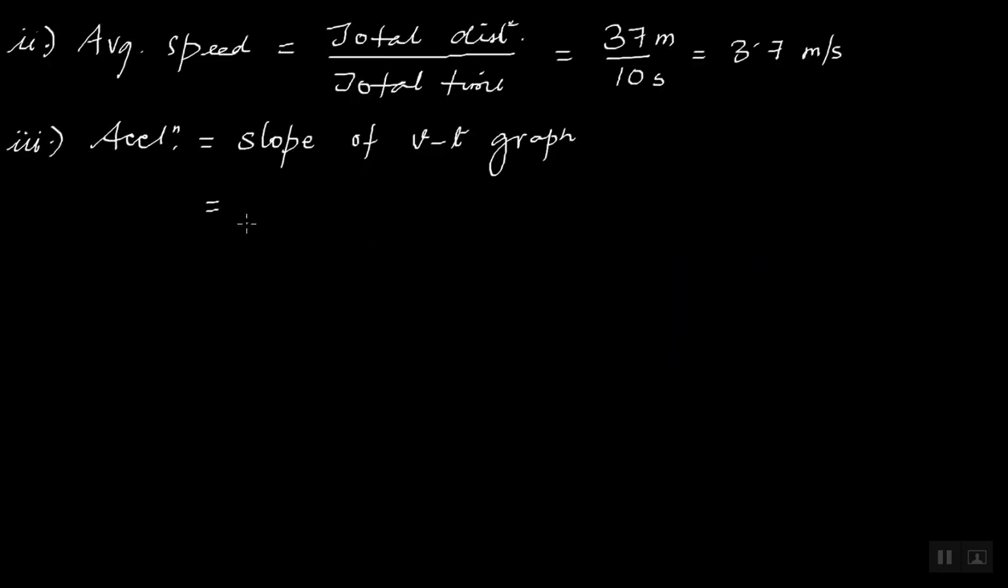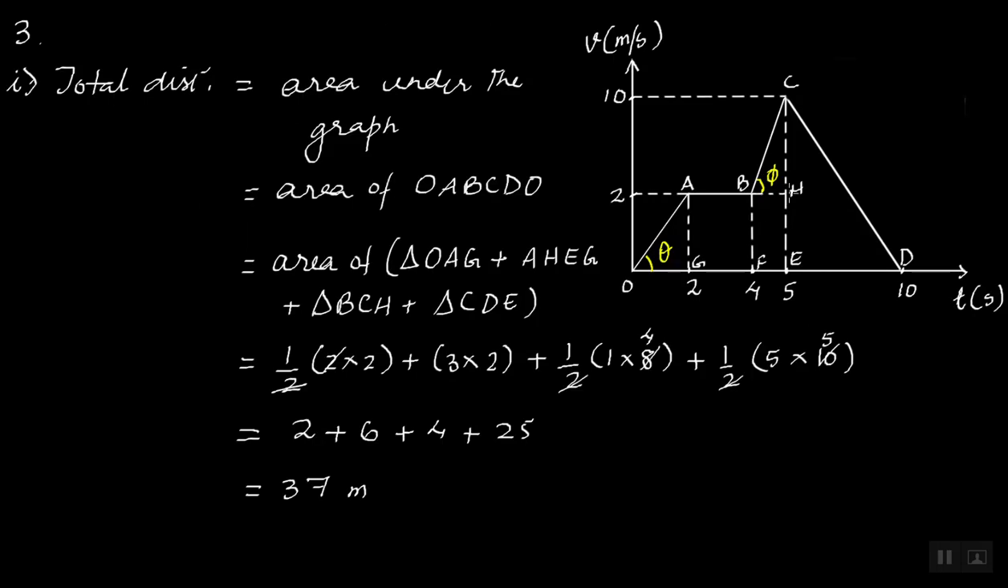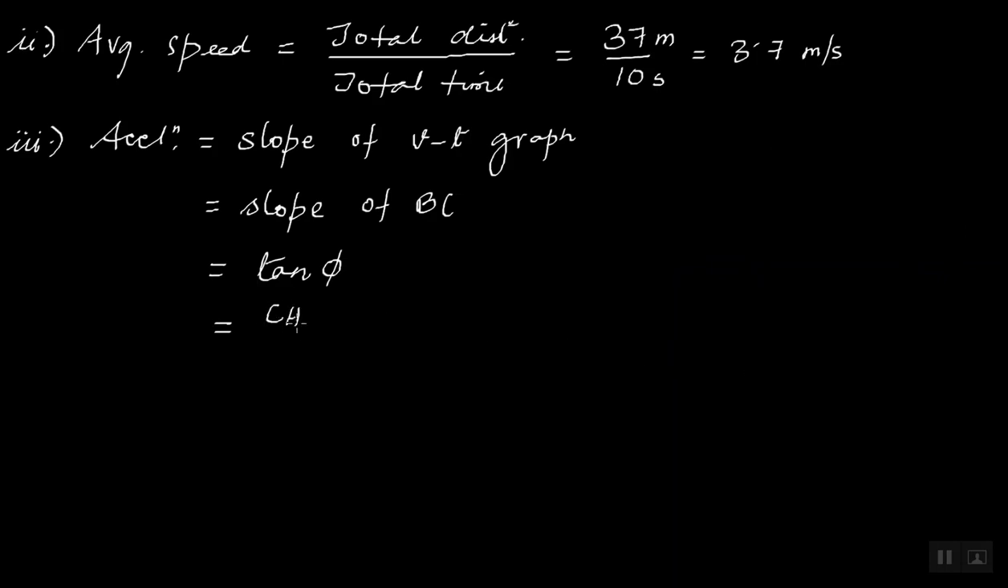Got it? So maximum acceleration means the slope. Sorry, let me use a white color for this. Slope of BC. And what is the slope of BC? That will be tan phi. Okay, and let us look at this diagram once again. Tan phi here is perpendicular by base. That means CH by BH.